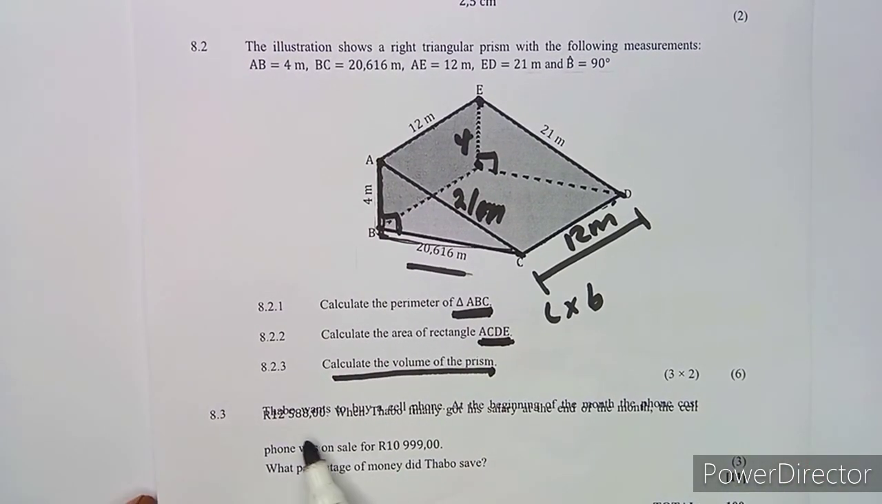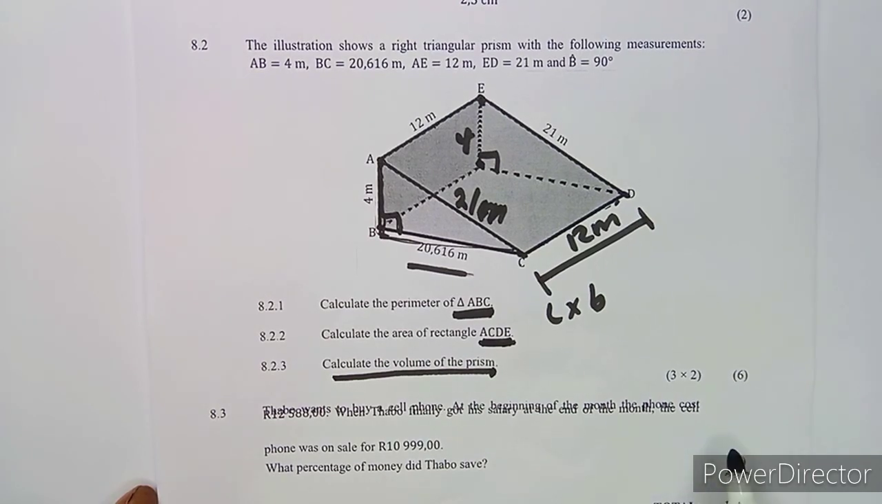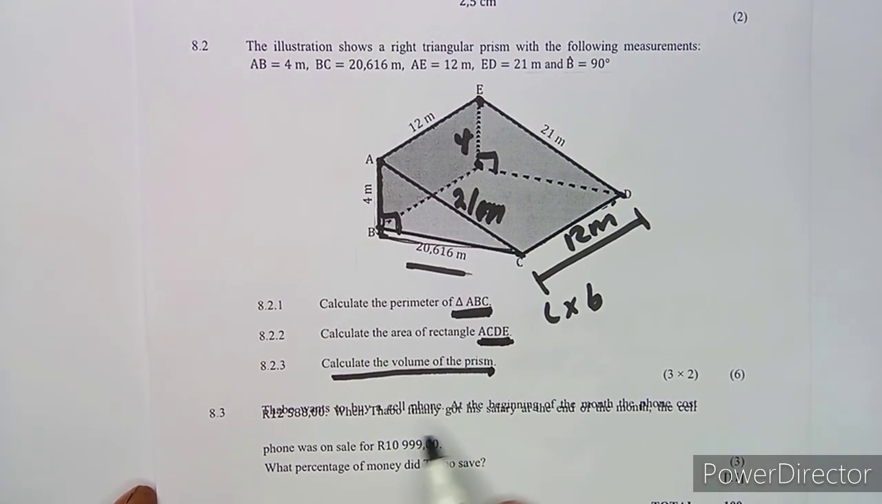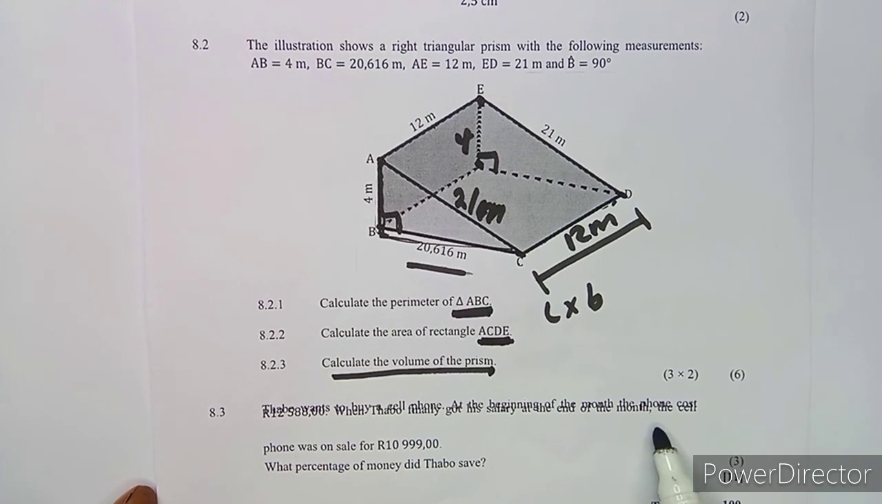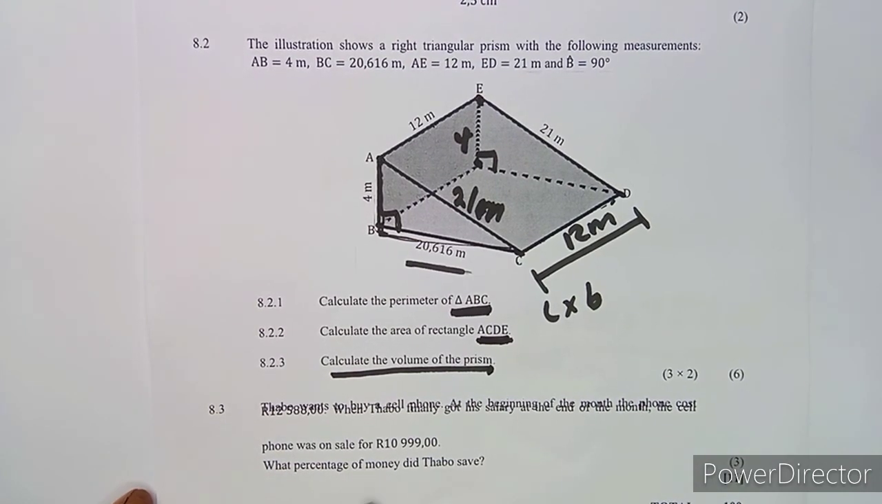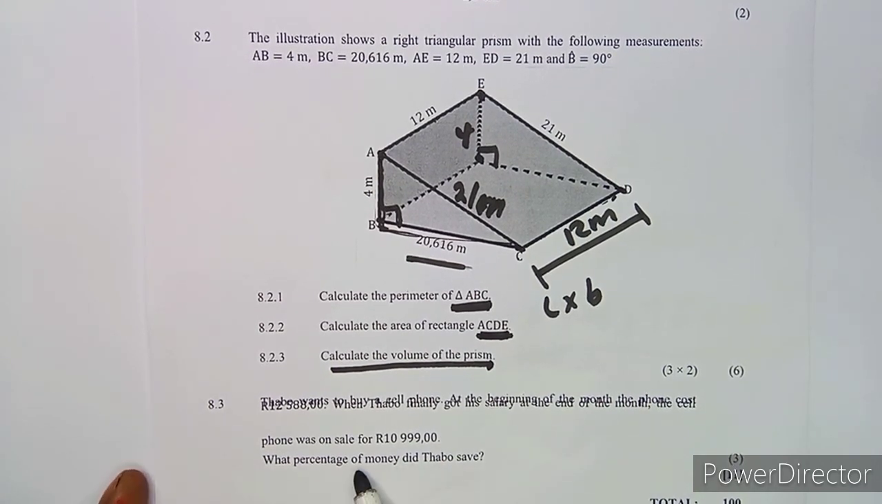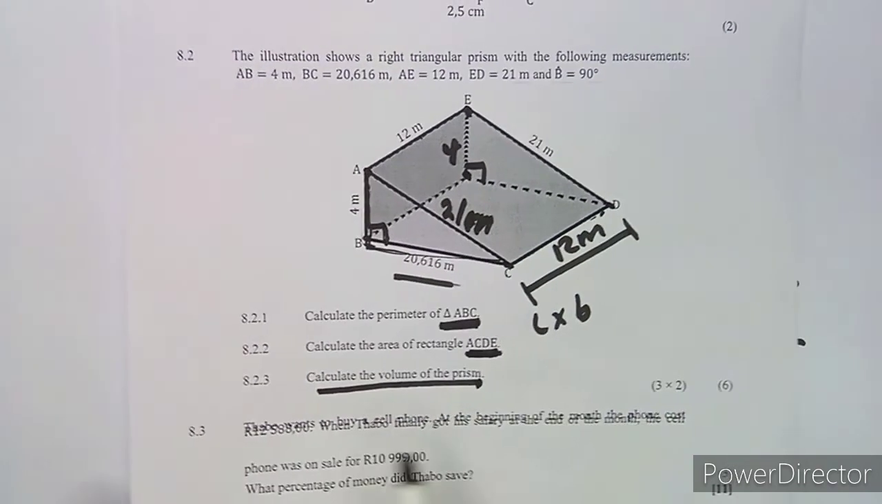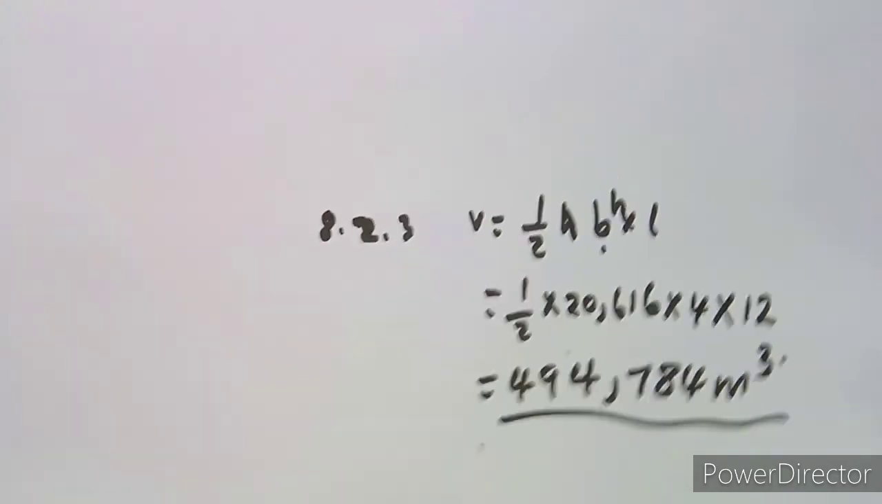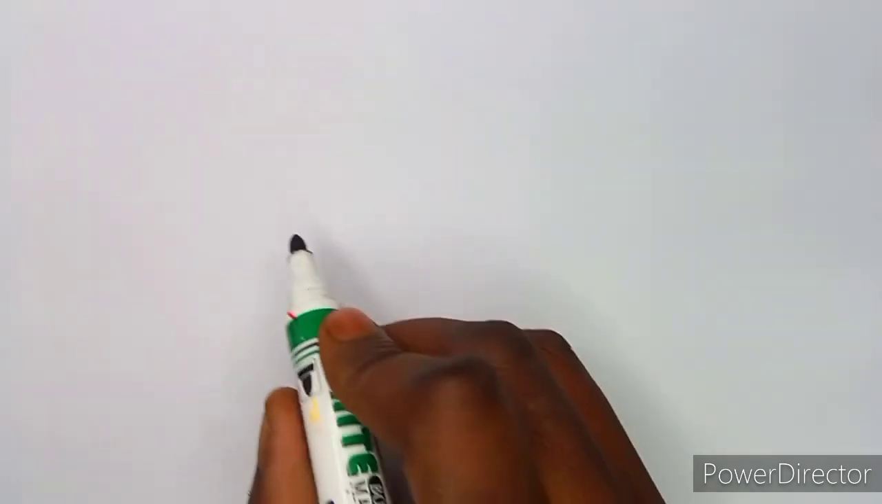And this one, guys, I'm not seeing what is written here. Tabo wants to buy a cell phone at the beginning of the month. The Tabo family got the salary at the end of the month. Calculate the percentage of money Tabo did save. Okay, so in this case, guys, let me just write it down here because it's not clear. I don't know what happened when I was printing there.